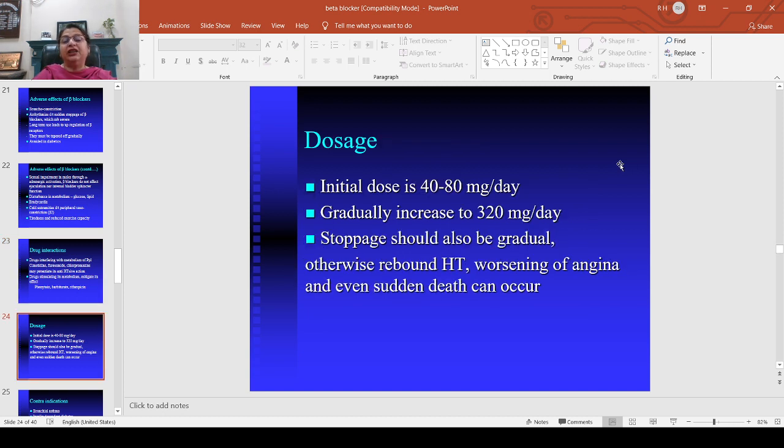Propranolol is given in an initial dose of 40 to 80 milligrams per day, and gradually it is increased to 320 milligrams per day. Stoppage should always be gradual. Otherwise, there can be rebound hypertension, worsening of angina, arrhythmias, and even sudden death on sudden stoppage of beta blockers. So it has always to be tapered off slowly.